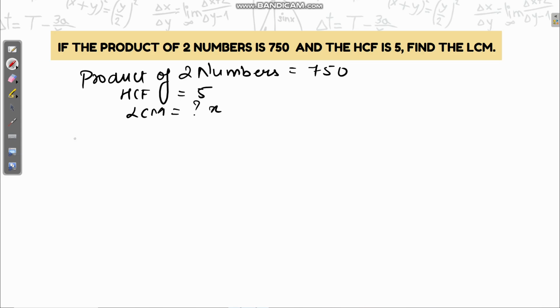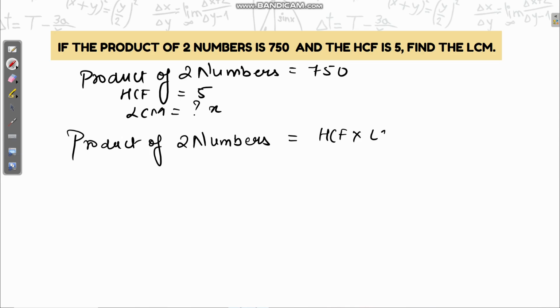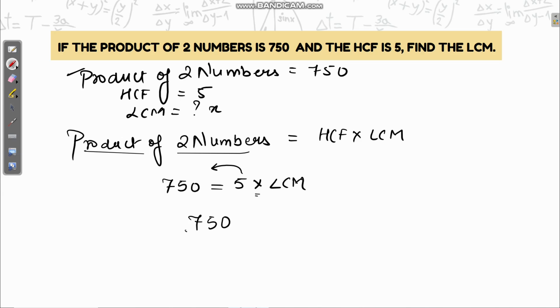The first thing is always to write the formula: the product of two numbers will always be equal to the product of HCF and LCM. The product of two numbers is already given to us, that is 750. So you write 750 equal to HCF, which is 5, into LCM. Now just take this 5 to the other side. Here it's multiplication; when it goes to that side it becomes division. So 750 divided by 5 will give you your LCM.